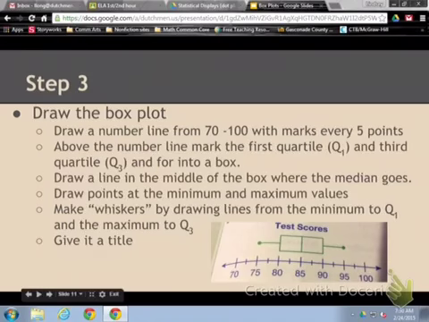Now we can draw our box plot. We've got all of the information. So the first thing we do is draw a number line from 70 to 100 with marks every 5 points. That will cover our range of data.